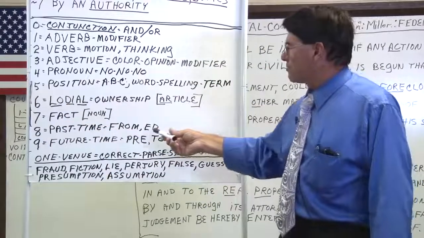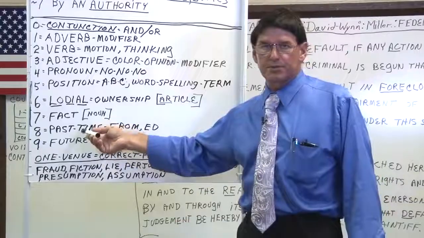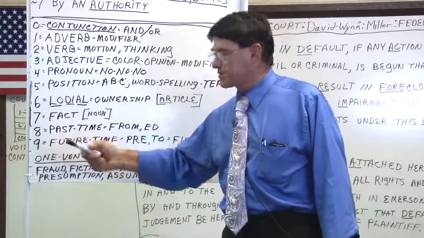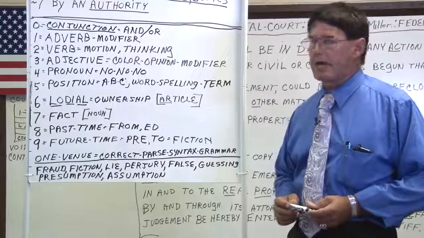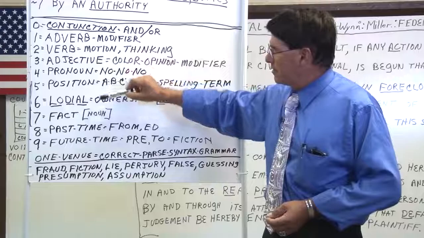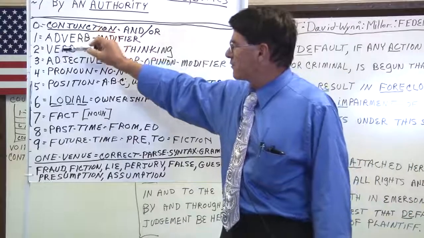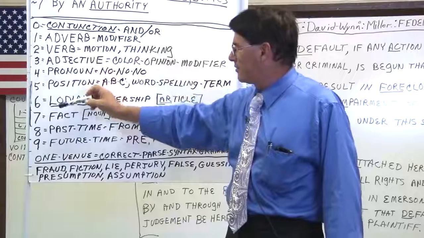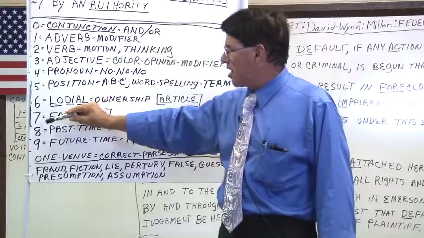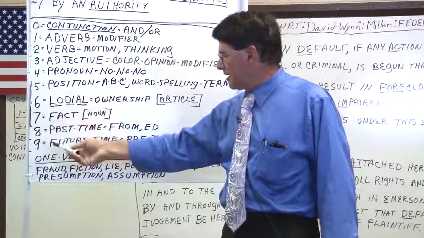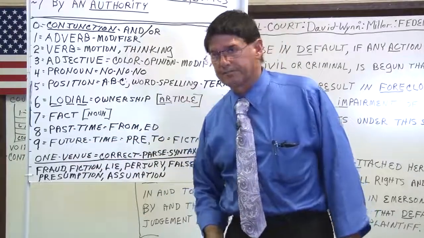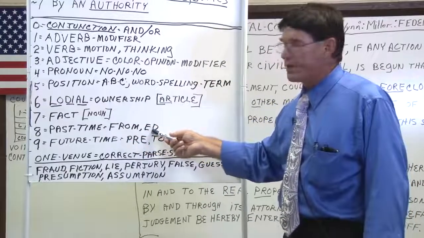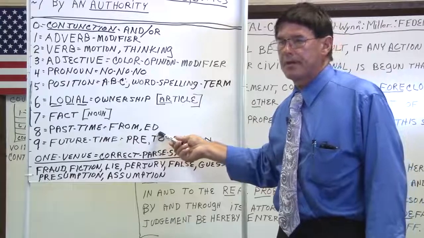The next factor was the past time and the future time. The past always comes before the future, and 8 always comes in front of 9. So it was a natural phenomena of the way that the numbers fall in, because an adverb comes before a verb, an adverb comes in front of an adjective, the adjective comes before the pronoun. The position, the lodial, and the fact are always kept together as a 5, 6, 7, and the past always comes in front of the future. Now, the past can be a word used as from, or any word ending in ed would represent a past.